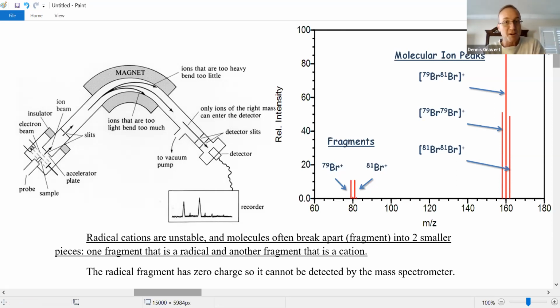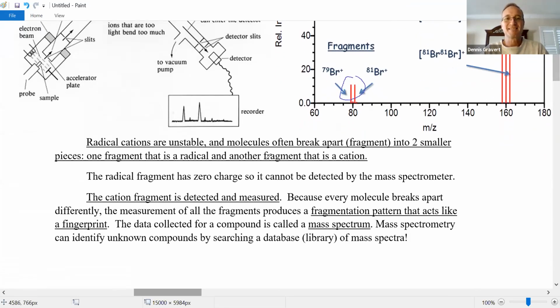Well, sometimes it doesn't fall apart at all. And that's when you get the molecular ions. The whole molecule is intact. Other times it falls apart. But if you have a big molecule and there's lots of pieces, you might see lots of pieces. And just remember, the radical has no charge, so it's not going to be detected. So we're only detecting the cation piece.